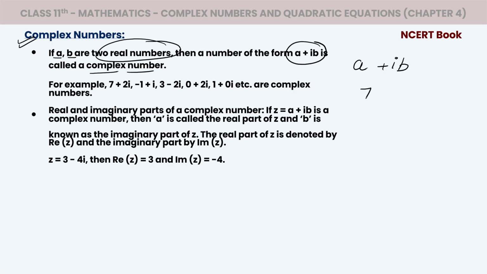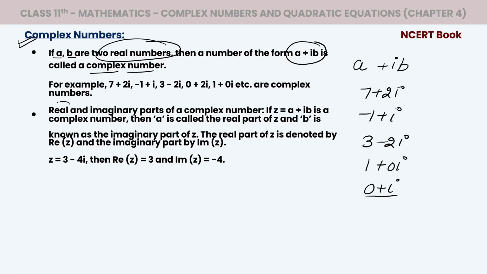For example, if I am writing 7 plus 2 iota, then we are writing minus 1 plus iota, 3 minus 2 iota, right? So these all are complex numbers. If I write 1, we can write 1 as 1 plus 0 iota. If I write iota, how to write it? 0 plus iota, right? So these all forms are complex numbers, right?